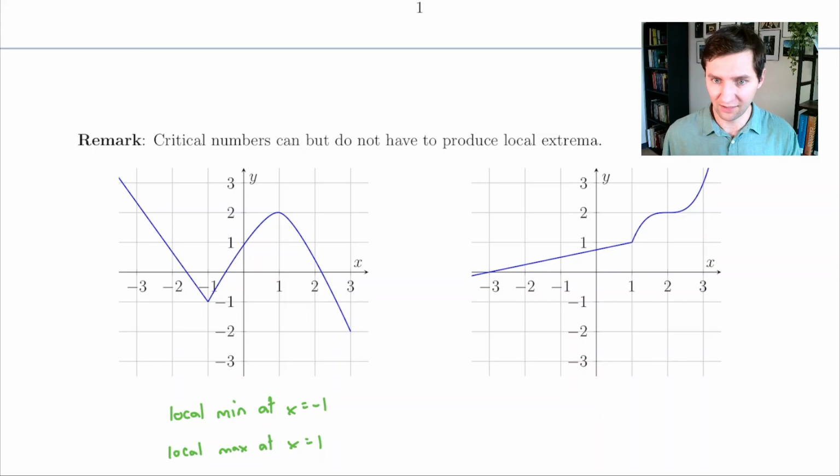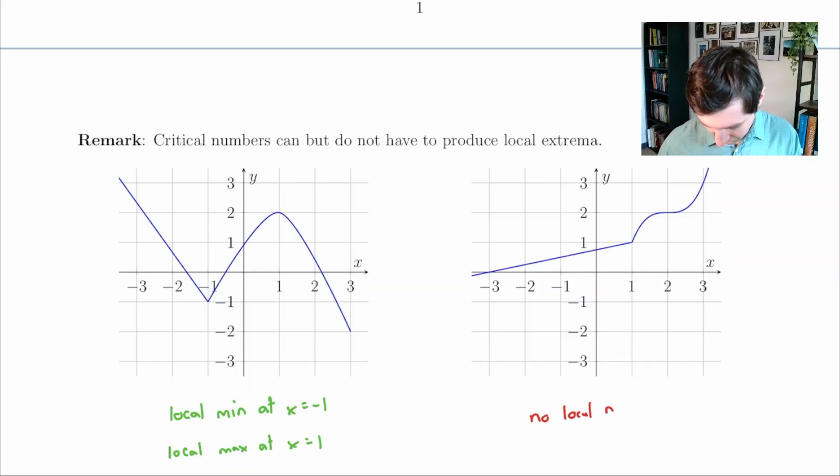Let's take a look at the second example. I have two critical numbers there. 1 is a critical number because there is no derivative at 1. 2 is a critical number because the derivative there is 0. However, there is no local max or min at 1 or 2.